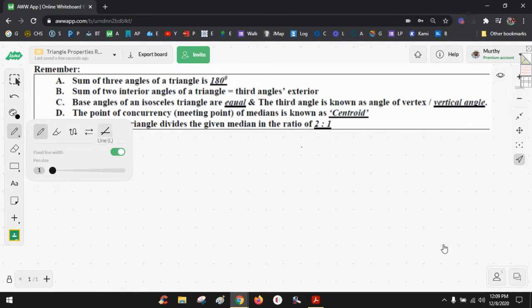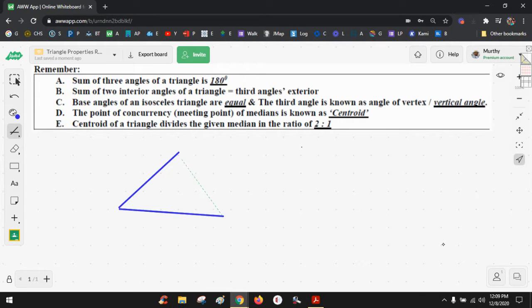And the second point is, let me give a quick example. Point A: let's say that you are given a triangle. Okay, let's say that this is the triangle. How the sum of three angles of a triangle is 180 degrees was already explained earlier. You may watch the previous videos. Let's say that angle A is 70 degrees and angle B is given as 50 degrees.